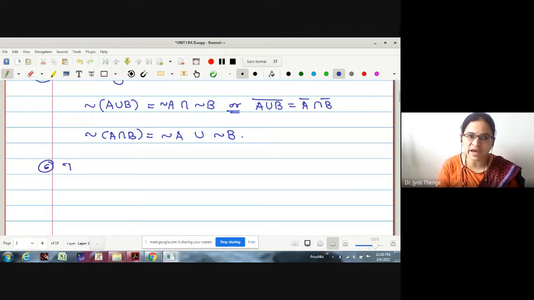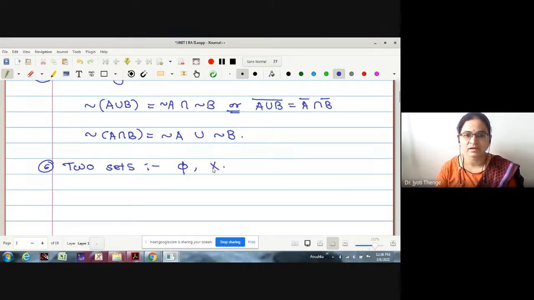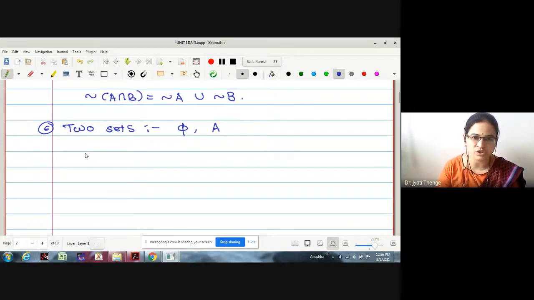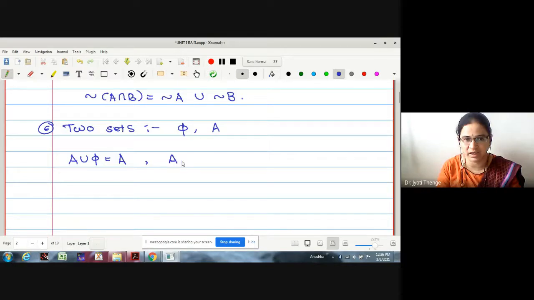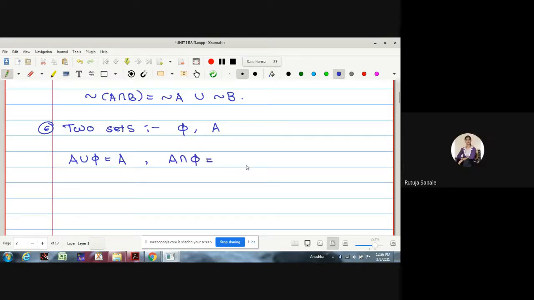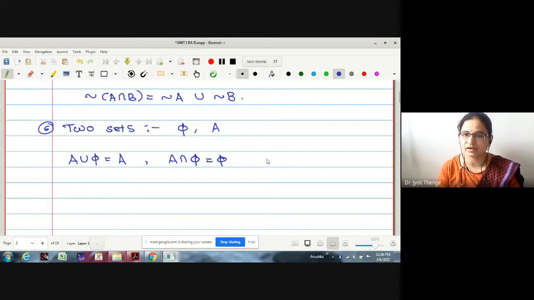Suppose we have two sets in our hand. One is empty and the other is some set A. I will use A as the symbol. Now I'll ask you some questions on operations on these two sets. What is A union phi? A itself. What is A intersection phi? Phi. Right?